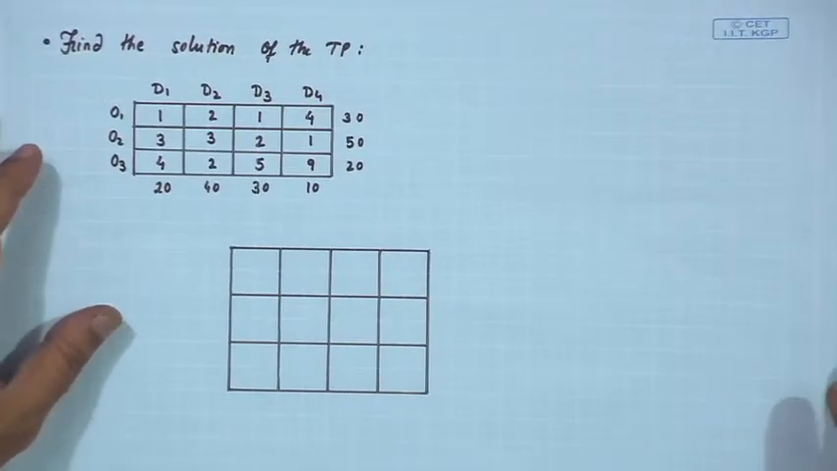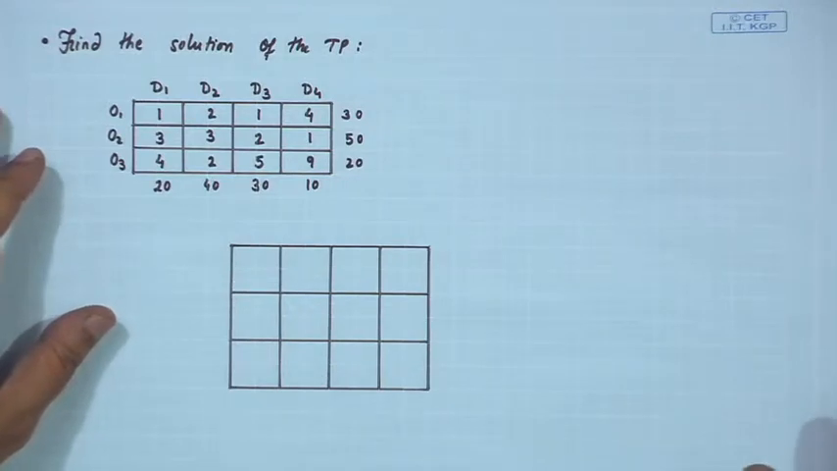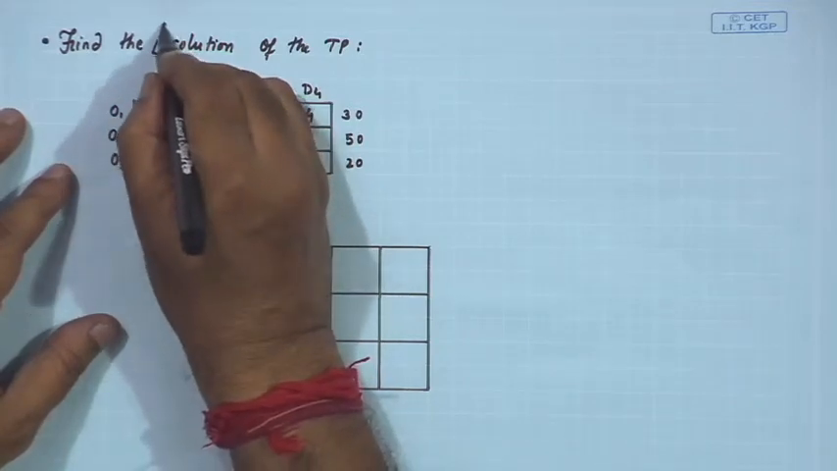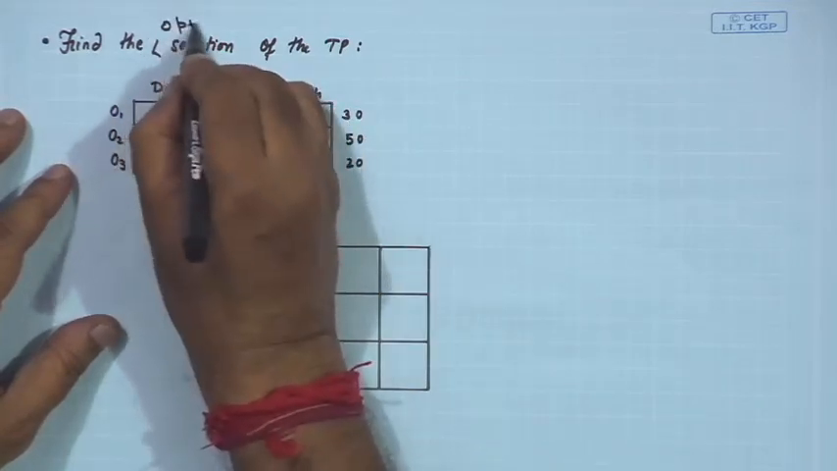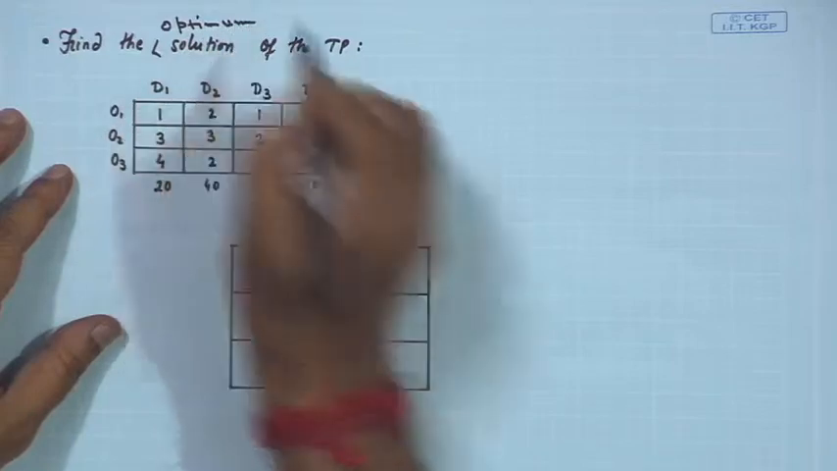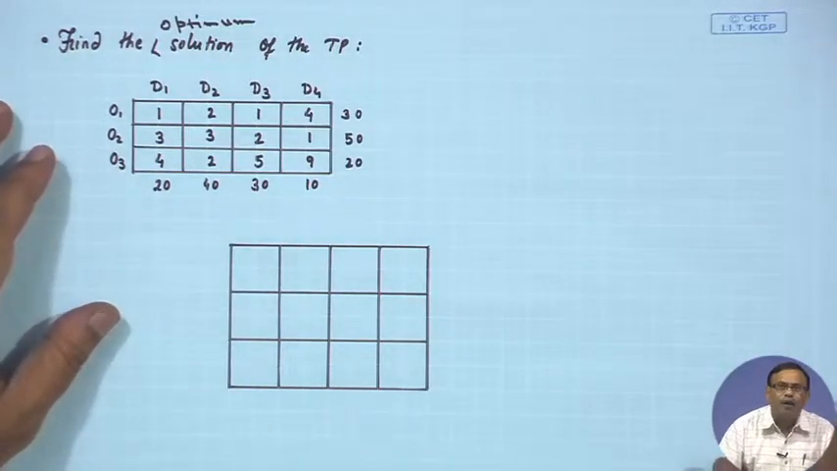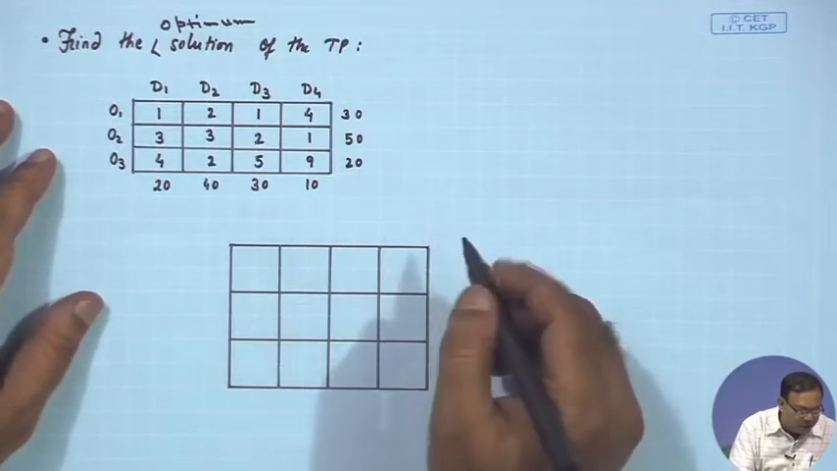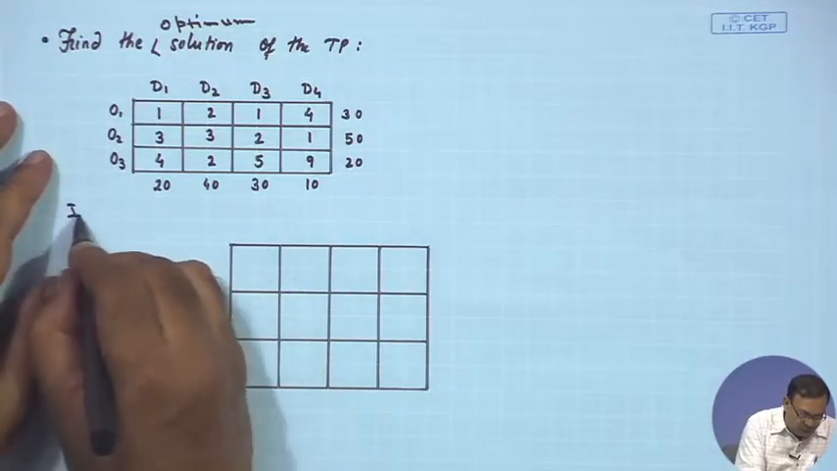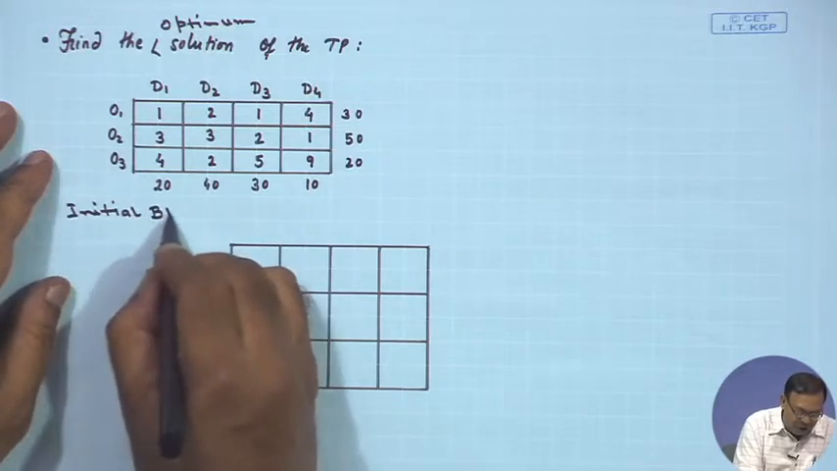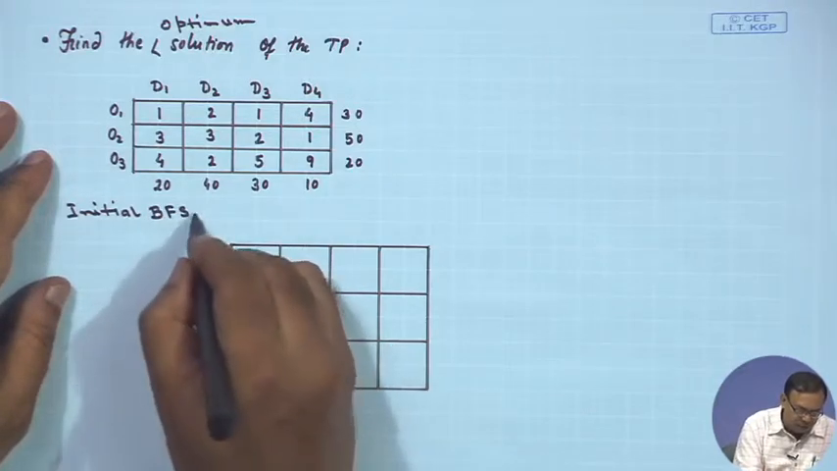So, I want to find out the optimum solution of this transportation problem. So, please note this one. I want to find out the optimum solution. So, at first what I have to do? I have to find out the initial basic feasible solution.